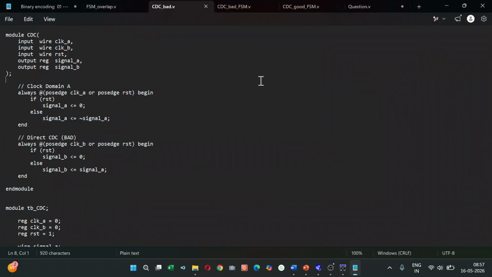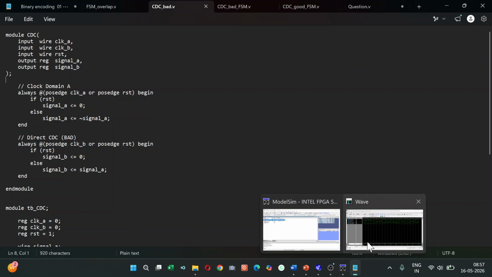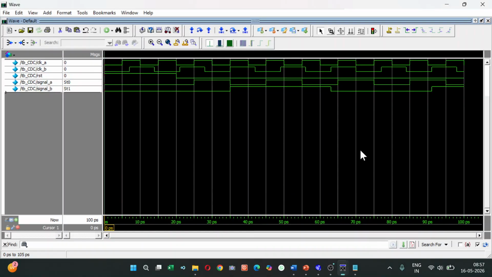Okay, you can see here, all looks perfect, right? But here is the problem. You write a piece of code with a bad, unsynchronized CDC path. You throw it into ModelSim, you run a functional simulation, and what do you see? Perfect waveforms like this. And you think everything works flawlessly, and my logic is fine.